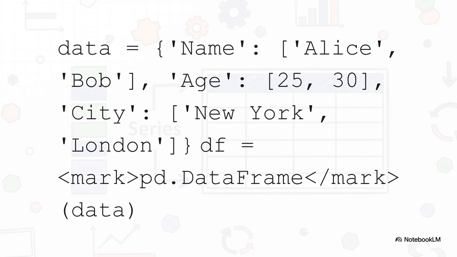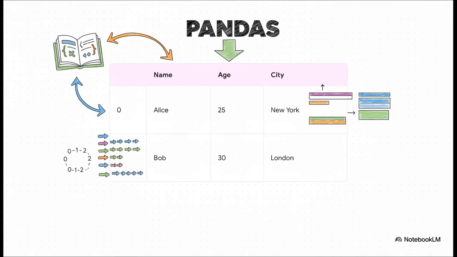Okay, pop quiz time. Take a look at this code snippet. We've got a Python dictionary. The keys, name, age, city, look kind of like column headers, right? And the values are just lists of data. So what do you think is going to happen when we feed this to Pandas and say, hey, make me a data frame?